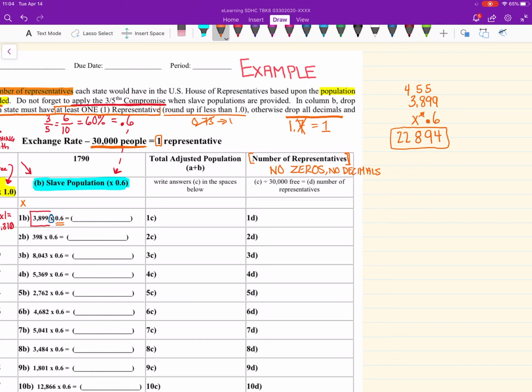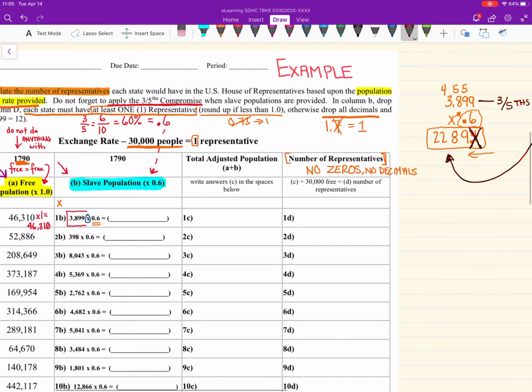Now from math, anytime you multiply and you got a decimal, you got to carry that decimal down. We have only one decimal place here. So moving in from the left, you got to bring in one decimal. So for right now, we don't care about anything after the decimal. All we care about is that 3/5 of 3,899 is 2,289. So you'd write 2,289.